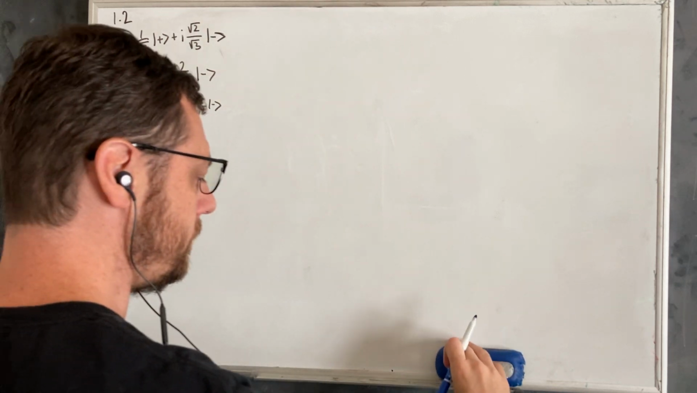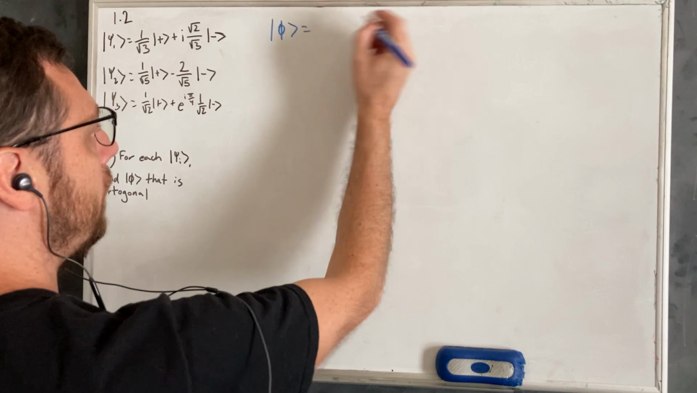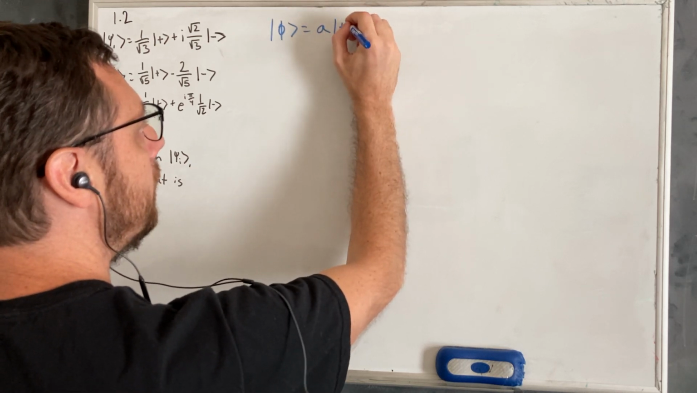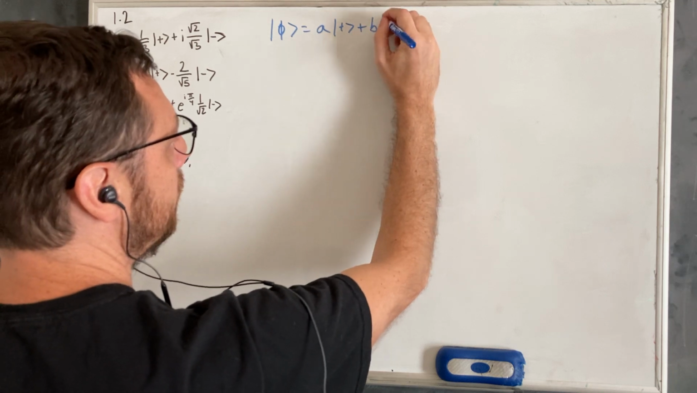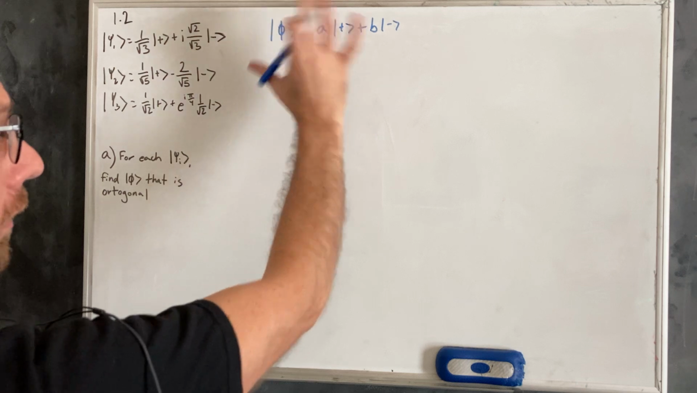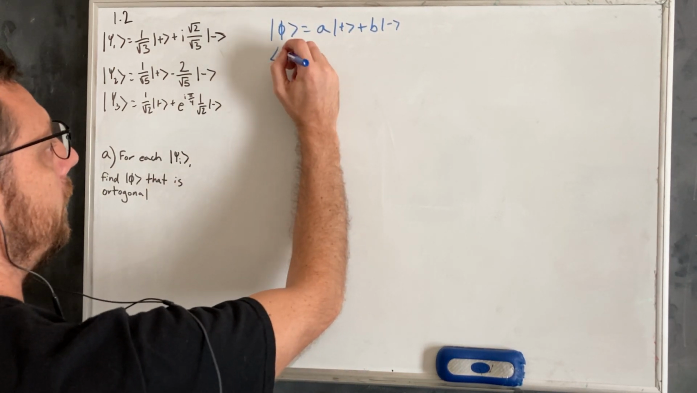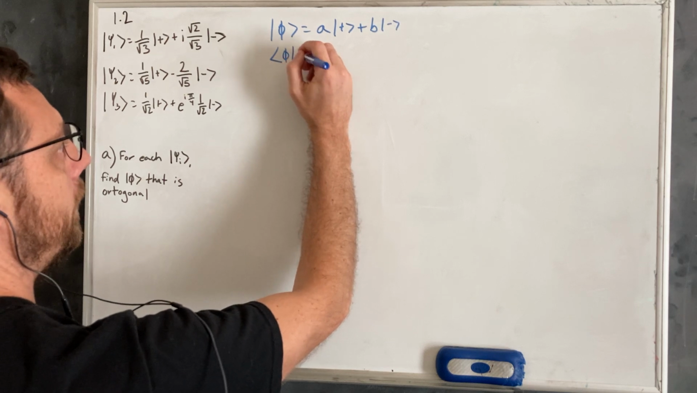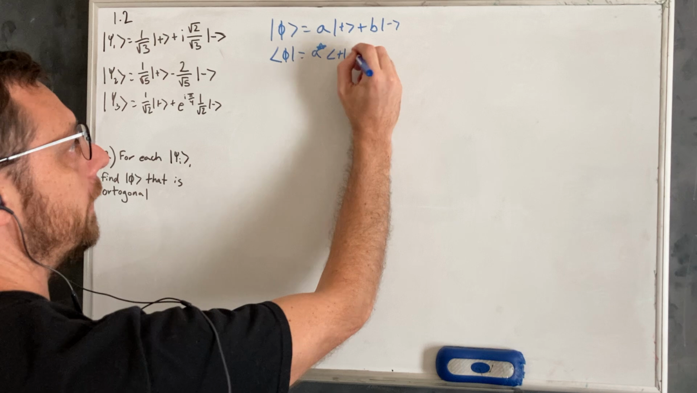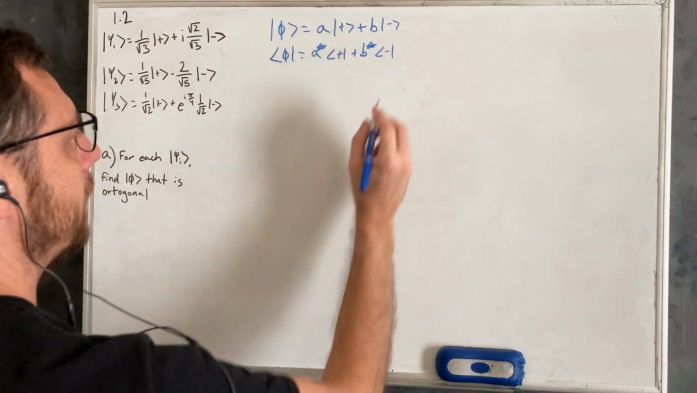So we can start off by making something up here. Let's call this some scalar a up, and then another scalar b down. We just need to find out what these scalars are. They could be complex, but we need to figure out what these are. So if we were to take the bra of this, we would get a star bra up plus b star bra down, because we need to complex conjugate these. Okay, so then we have the bra.